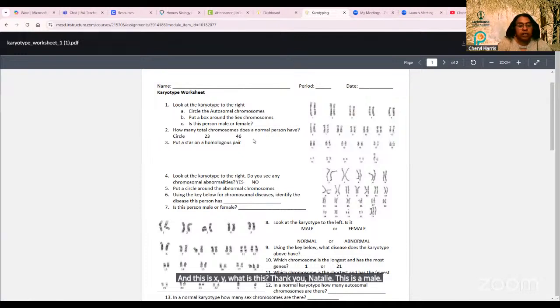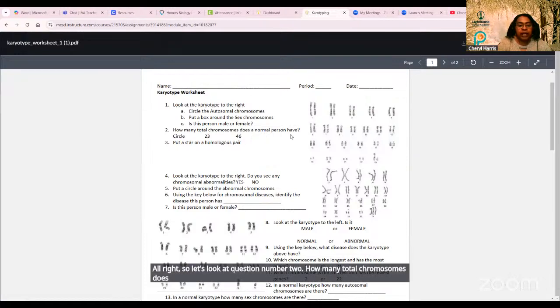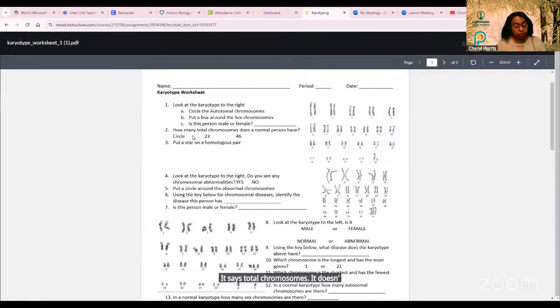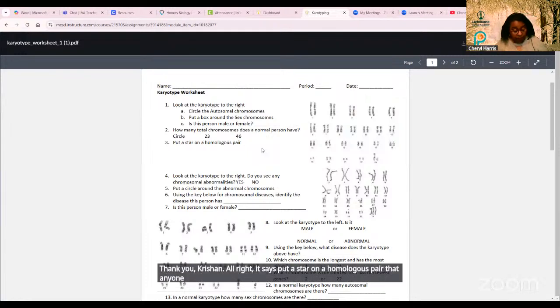All right, so let's look at question number 2. How many total chromosomes does this person have? Now, it does say total. When you read these questions, you have to be careful. It says total chromosomes. It doesn't ask you how many pairs of chromosomes. How many would you say? Somebody can type it in the chat. Thank you, Malik. 46. So make sure you circle that one. Thank you, Krishan. All right, it says put a star on a homologous pair. So again, vocabulary words. What is in a homologous pair?